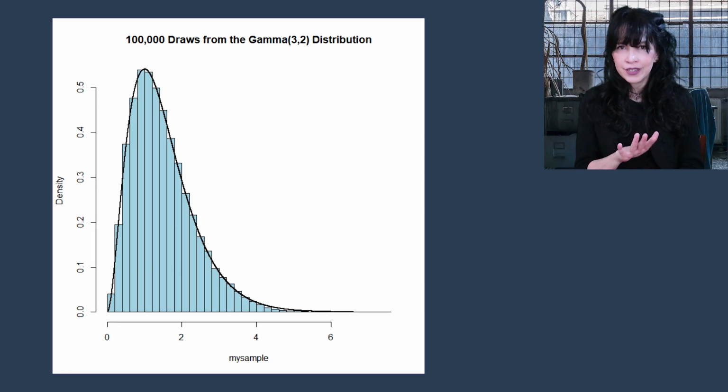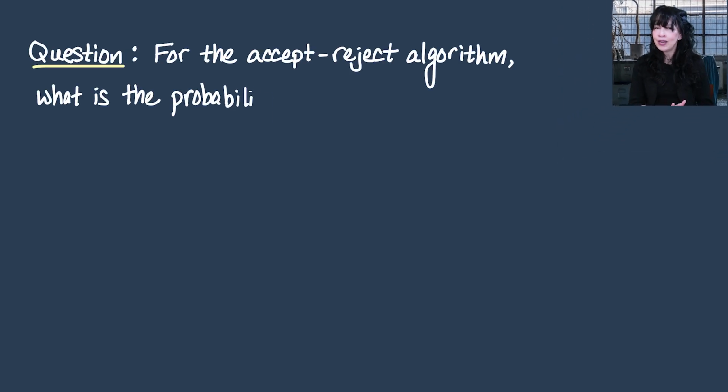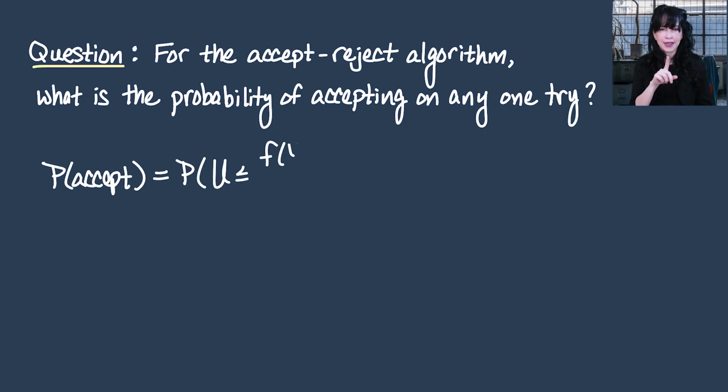And first, let's start with the question. For the accept-reject algorithm, what is the probability of accepting on any one try? What's the probability that you can go through those steps just once and not have to throw everything out and start again? So the probability of accepting on any one try is the probability that capital U, because I'm trying to compute probability here, so I do need my randomness, is greater than or equal to f of capital Y over g of capital Y.